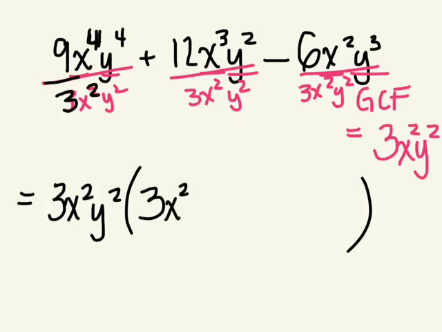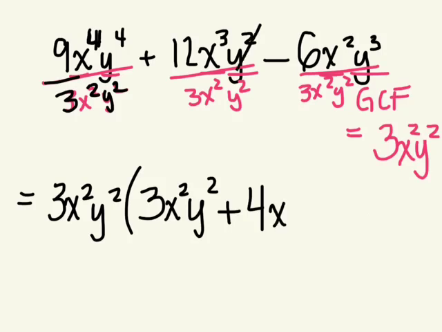X to the power of 2. What's y to the power of 4 divided by y to the power of 2? Y squared. Good, 4x, and then y squared divided by y squared cancels out, so just leave it. Good. Negative divided by a positive.